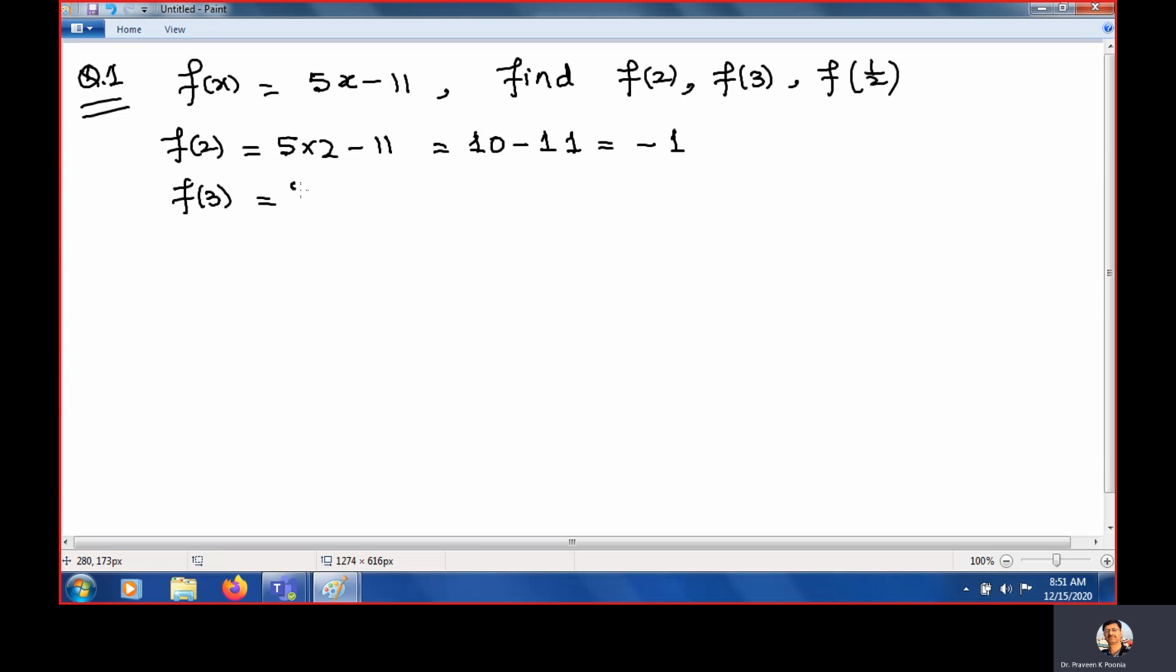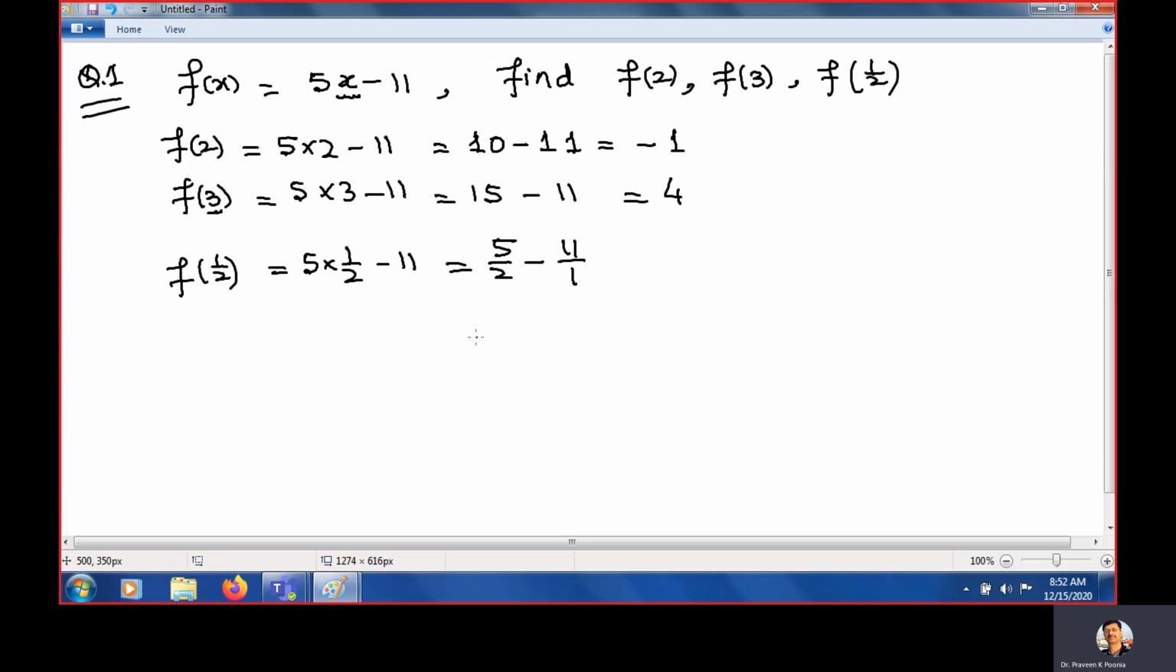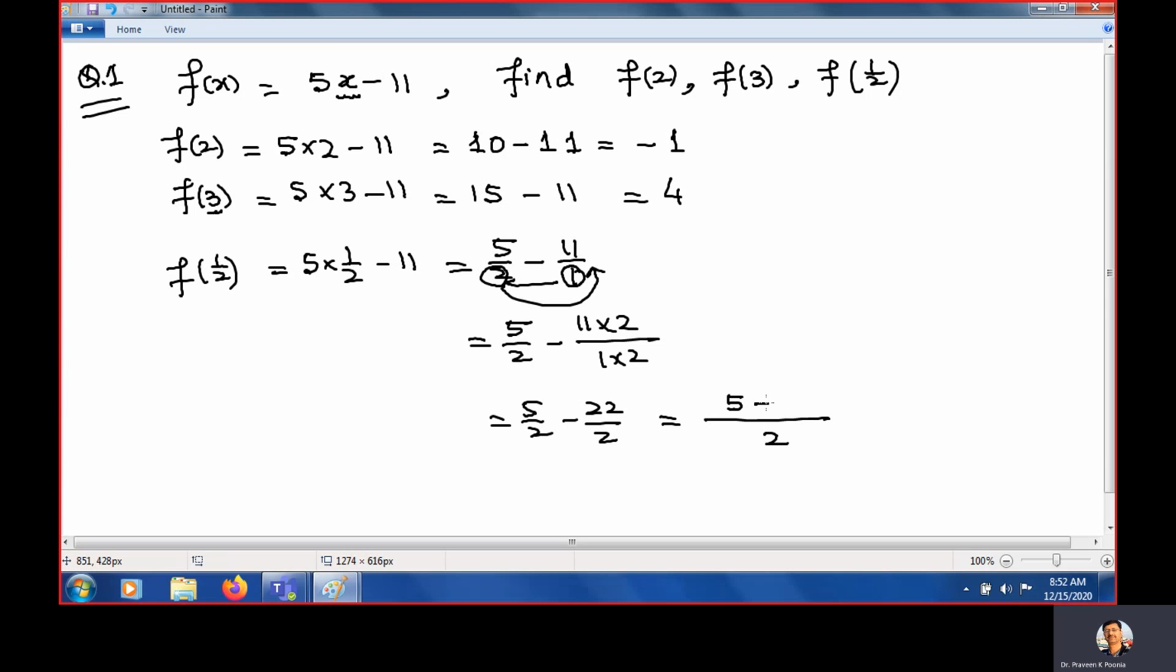Clear? f(3) is 5 times 3 minus 11. So what we are doing? We are just replacing x by this value. 5 times 3 is 15, minus 11 equals plus 4. And what is the value of f(1/2)? f(1/2) is 5 times 1/2 minus 11. So 5/2 minus, you can write 11/1. You need to simplify this subtraction of fractions, so multiply by 2 here: 11 times 2 upon 1 times 2. So 5/2 minus 22/2. Now 2 is the LCM, so we get 5 minus 22, that is minus 17 upon 2.